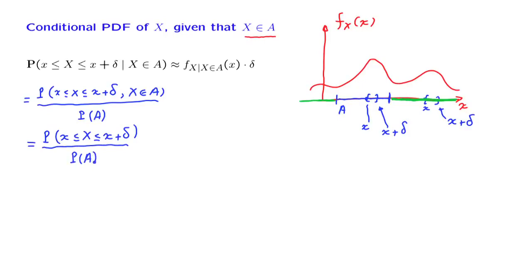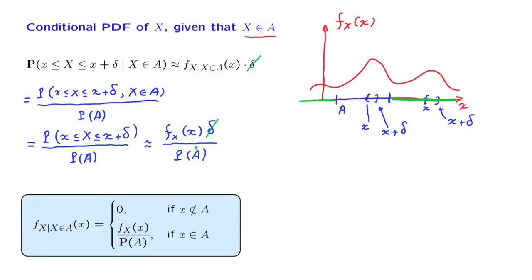Now, the numerator is just an ordinary probability that the random variable takes values inside a small interval, and by our interpretation of PDFs, this is approximately equal to the PDF evaluated somewhere in that small interval times delta. At this point, we notice that we have deltas on both sides of this equation. By cancelling this delta with that delta, we finally end up with a relation that the conditional PDF should be equal to this expression that we have here.